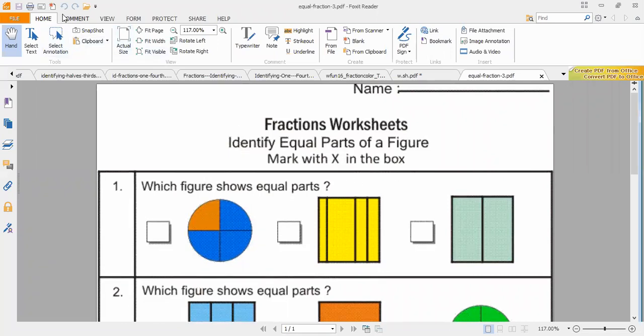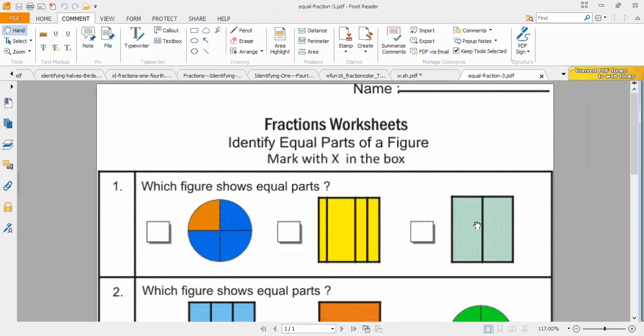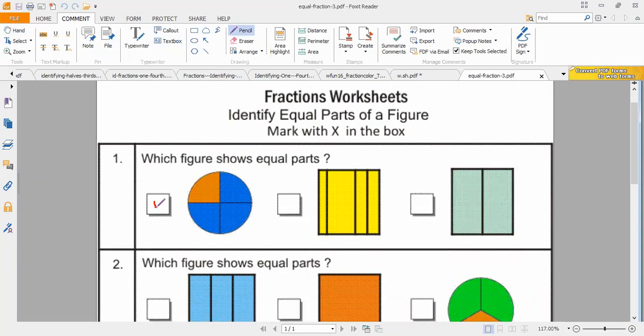Ahmed, could you please tell me which figure from these figures has equal parts? First one and the third one. Yes, the first one has equal parts and the third one. Here we have 4 equal parts. We have 2 equal parts.